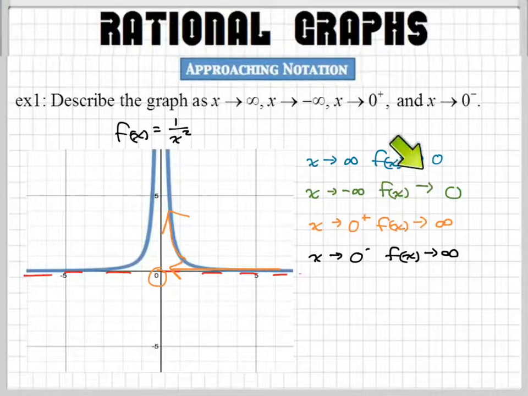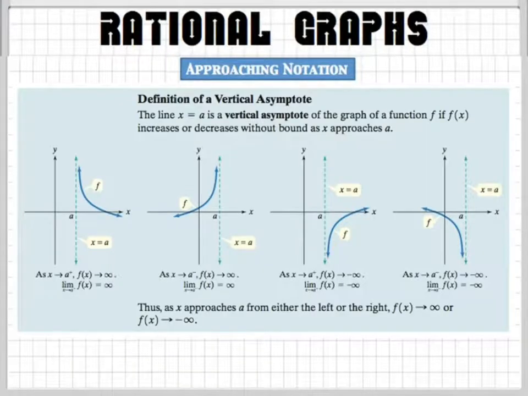Alright, now it's not a coincidence, but in this case, for this graph, there's a lot of common descriptions here, but they're not always like that. Here we have vertical asymptotes. So each of these have vertical asymptotes, and x equals a is your asymptote right here. And so this says as x approaches a from the positive side, f of x is going to infinity.